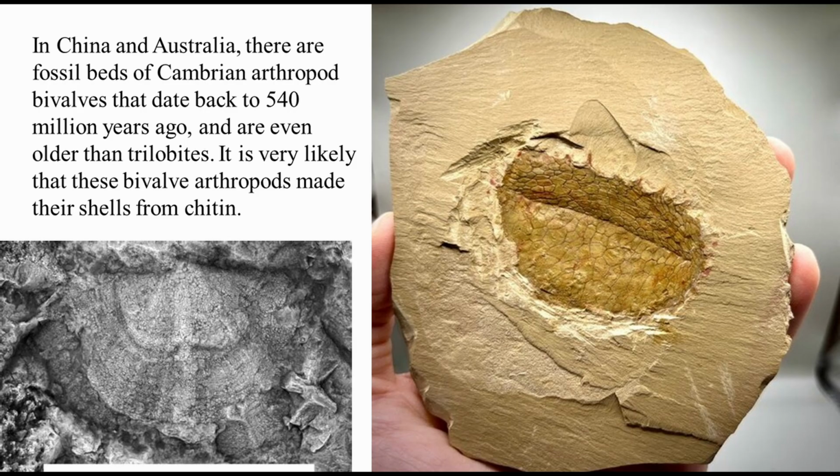In China and Australia, there are fossil beds of Cambrian bivalves that date back to 540 million years ago, and are even older than trilobites. It is very likely that these bivalve mollusks made their shells from chitin.